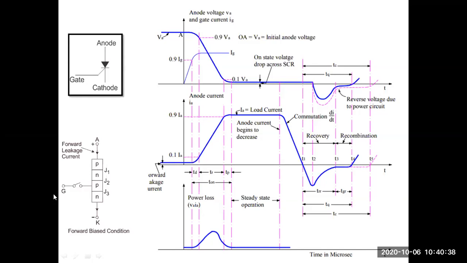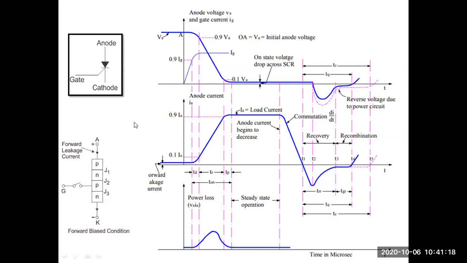What is the mostly preferred method to turn on the SCR? It is by allowing the gate current. Of course many turn on methods are available, which will be discussed further, but right now the most suitable method is allowing a small amount of gate current. I repeat once again: initially it is in forward blocking state, junctions J1 and J3 are forward biased, junction J2 is reverse biased, and there is no gate current.